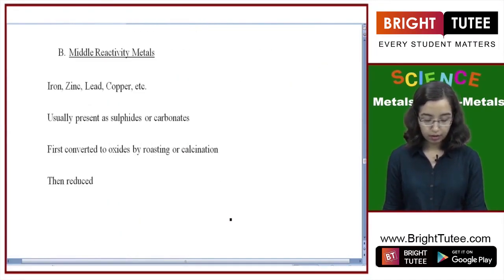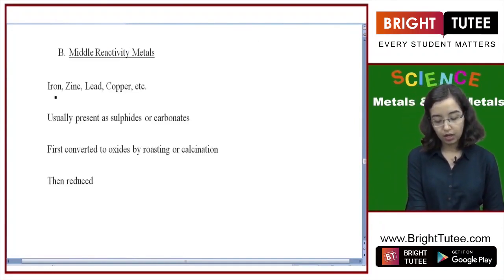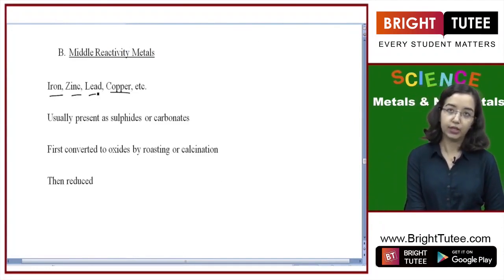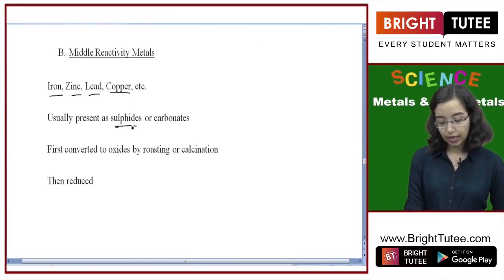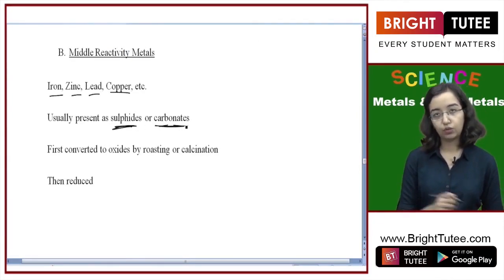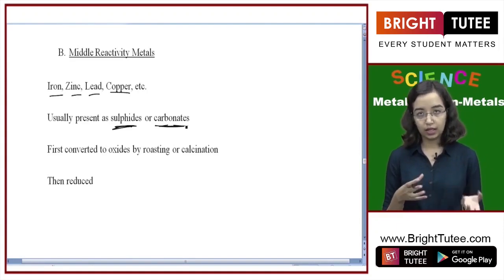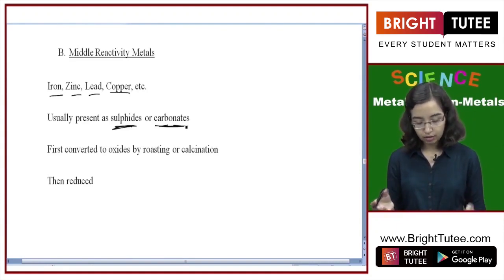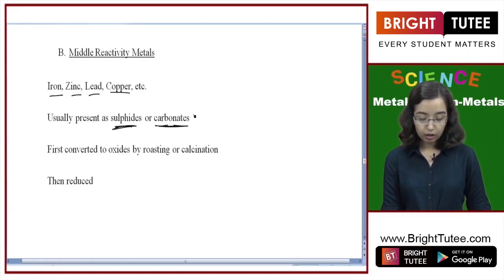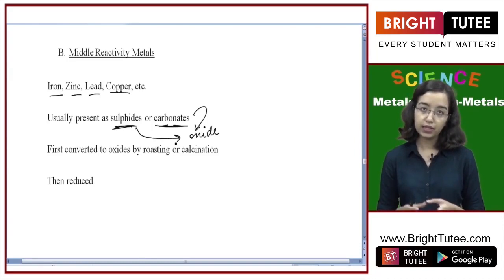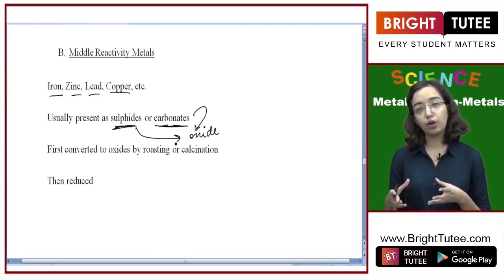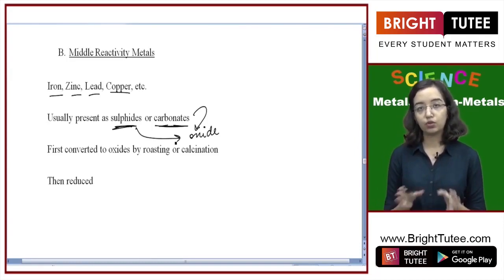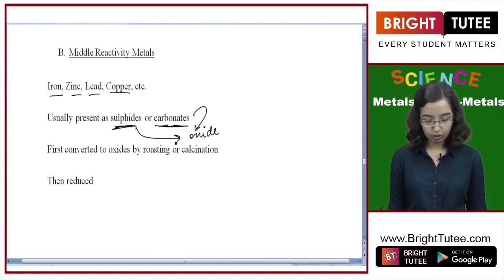Now going on to the middle reactivity series, we have iron, zinc, lead, copper, etc. These elements are present either as sulfides or as carbonates. There are two major possibilities, that they either combine with sulfur or with carbonate ions. So because it is very hard to extract the metal directly from sulfide or from carbonate, we first convert them into oxide. Either way, the first attempt is to convert them into oxide, because from oxide they can be reduced by two very common methods that we'll discuss later on.